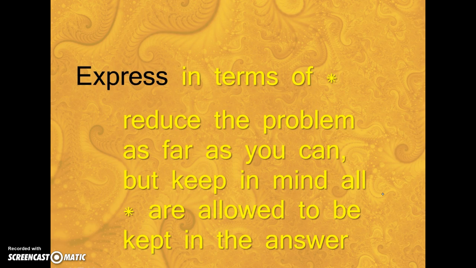So basically the whole idea here is that we're going to take all of the logic of working with identities and try and use it to isolate certain variables. Be very aware of the phrase "express in terms of star." Basically the idea here is that when they say "in terms of star," they want you to try and cut out everything else from the problem, and the only trig word that's remaining should be that star, whatever it happens to be.